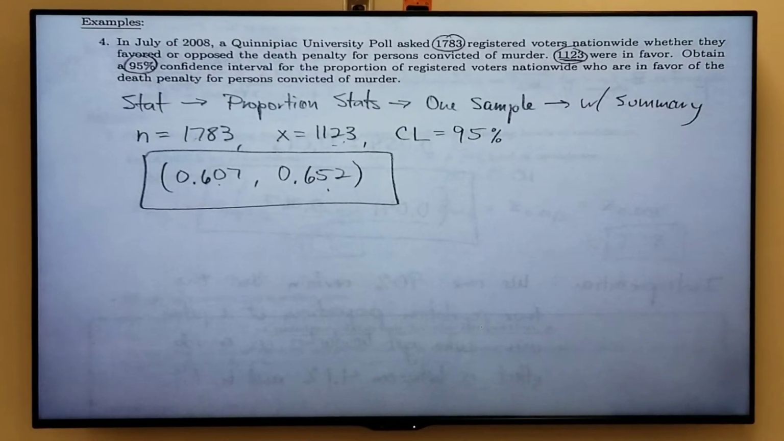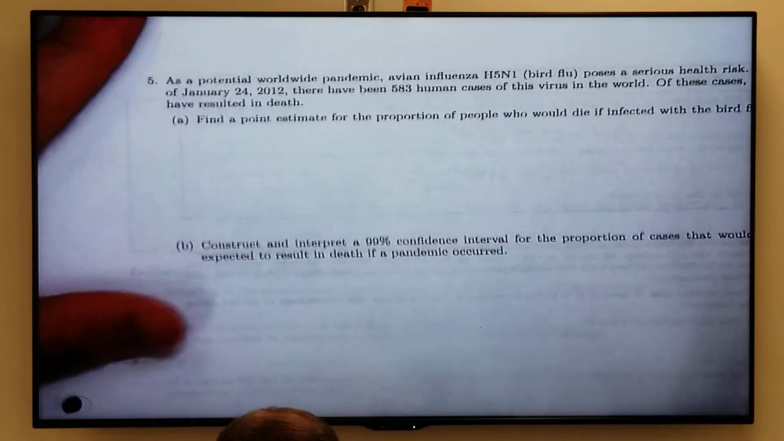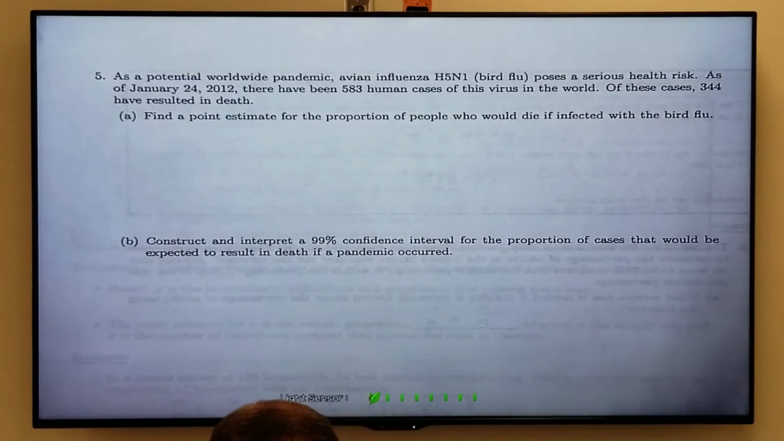All right, continuing on with 9.1. Okay, so we'll look at another example of this.